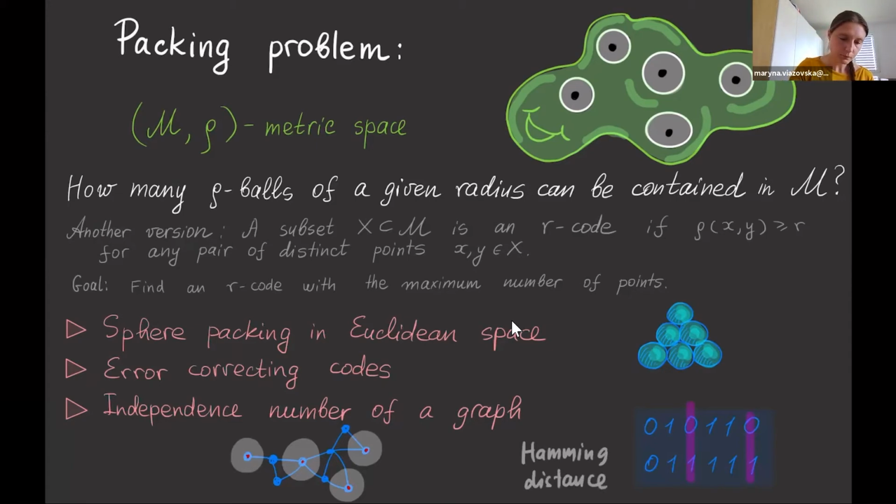Another well-studied problem is the independence number of a graph. If we have a graph, we can think of the distance between two vertices as the length of a shortest path between the two points. Then we want to find a set with the maximum possible number of vertices such that no two elements in this set can be connected by an edge, so that no two elements are at distance 1. This problem is also very well studied in discrete math.